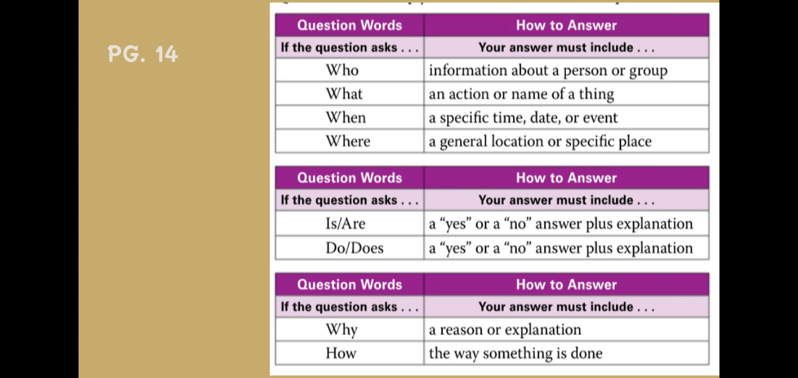If the question asks is or are, your answer must include yes or no plus an explanation. If the question asks do or does, your answer must include a yes or no plus an explanation. If the question asks why, your answer must include a reason or explanation and usually includes the word because. If the question asks how, your answer must include the way that something is done.